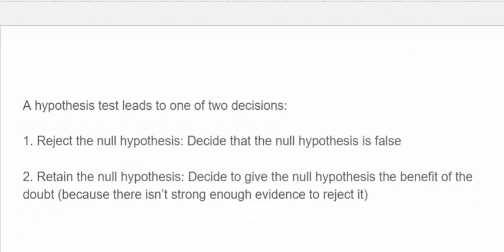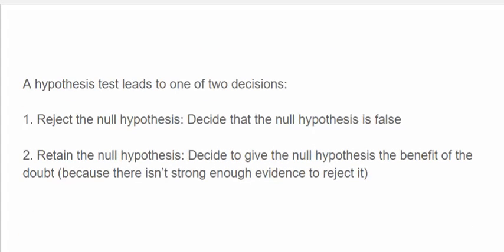And now let's talk about the two possible outcomes of a hypothesis test. So when you do a hypothesis test, you collect data, you run a hypothesis test formula on the data, and then the outcome of that formula actually leads you to one of two decisions. And those two decisions are reject the null hypothesis and retain the null hypothesis. If you end up rejecting the null hypothesis, you're deciding that the null hypothesis is false. You're throwing it out, basically.